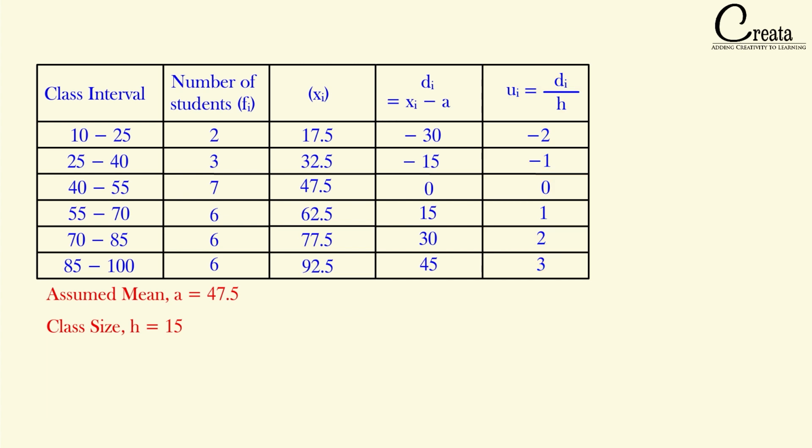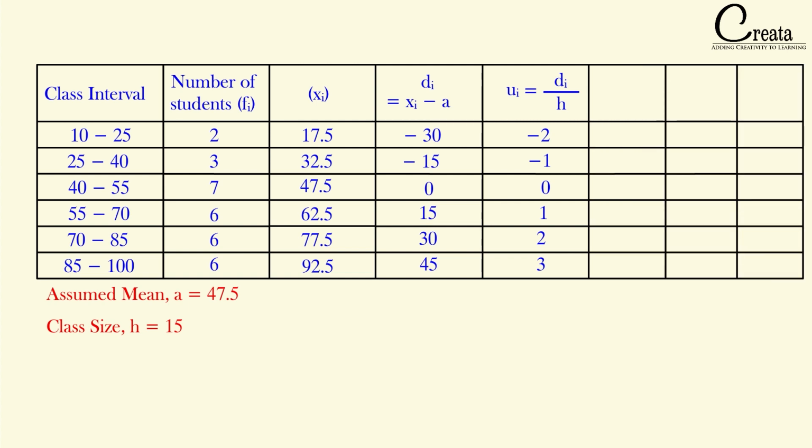The three different methods will use three different values. The first method will use Xi, the second method will use Di, and the third method will use Ui. Further, we will create three additional columns. Firstly, we will calculate Fi into Xi, then Fi into Di, and lastly Fi into Ui. Fi into Xi means we will multiply these two columns. We will get all these values.